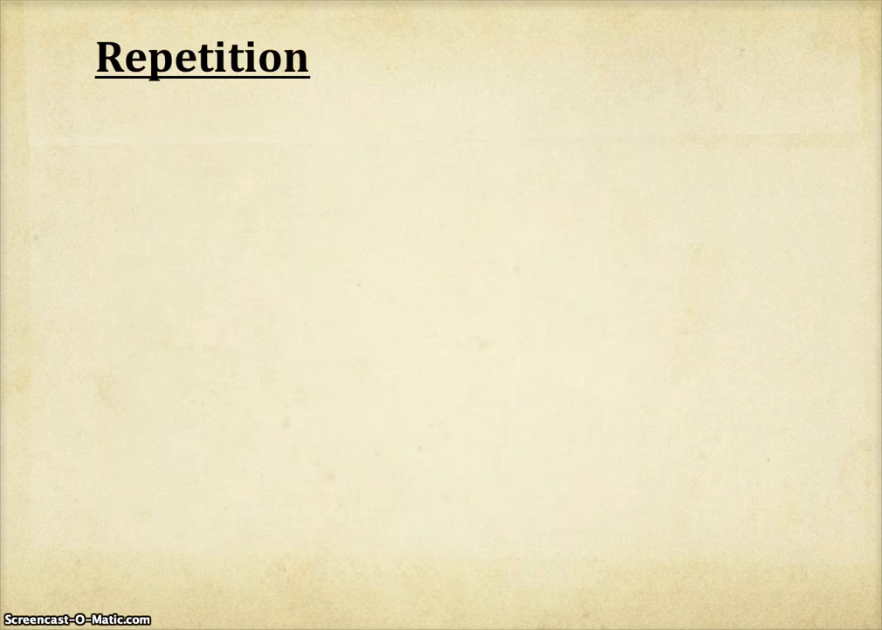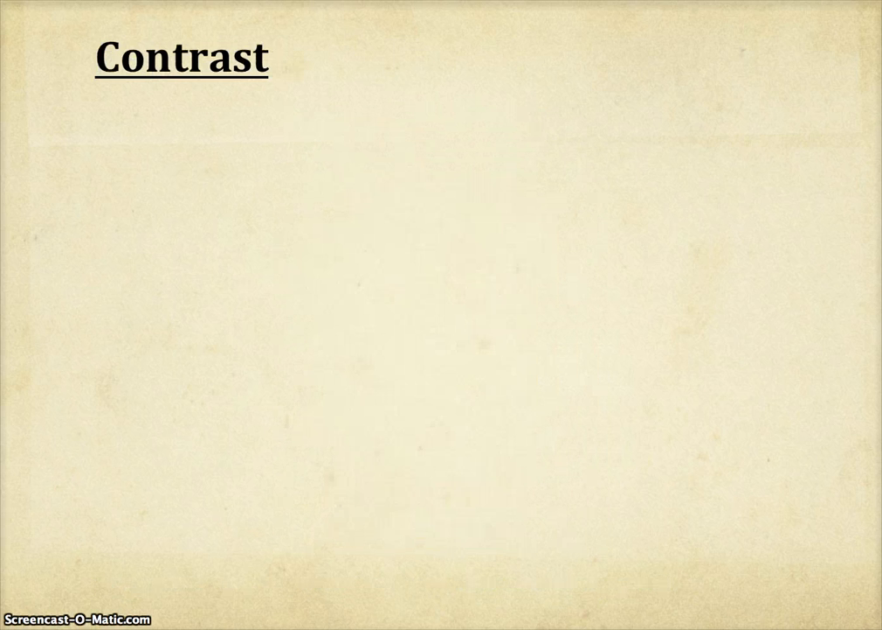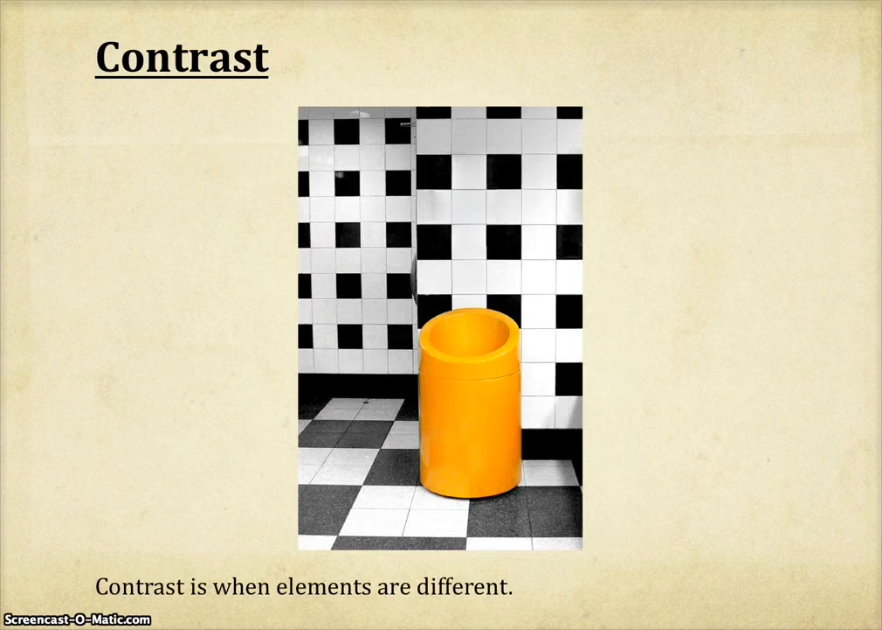The next principle is repetition. Repetition is an element that is repeated in an image. Repetition that has variation is more interesting than repetition that doesn't. The next principle is contrast. Contrast is when 2 or more elements are put in opposition. This can be through contrasting color, light and dark, black and white, big and small, and other types of opposing elements.